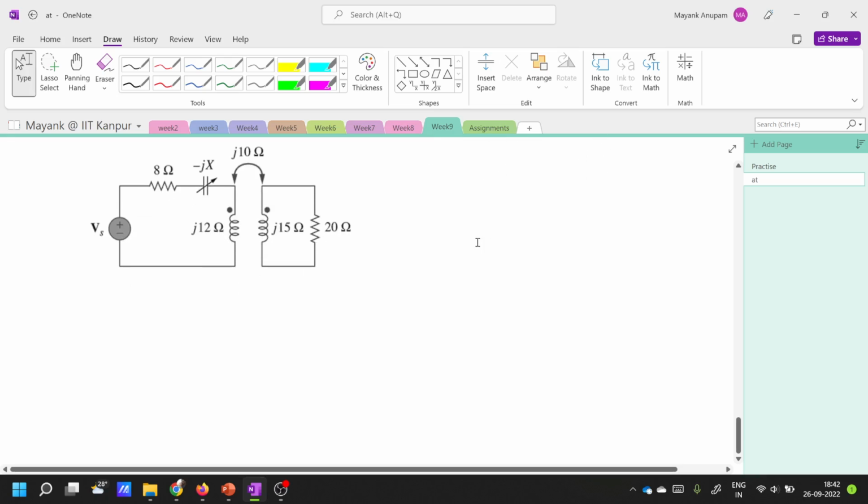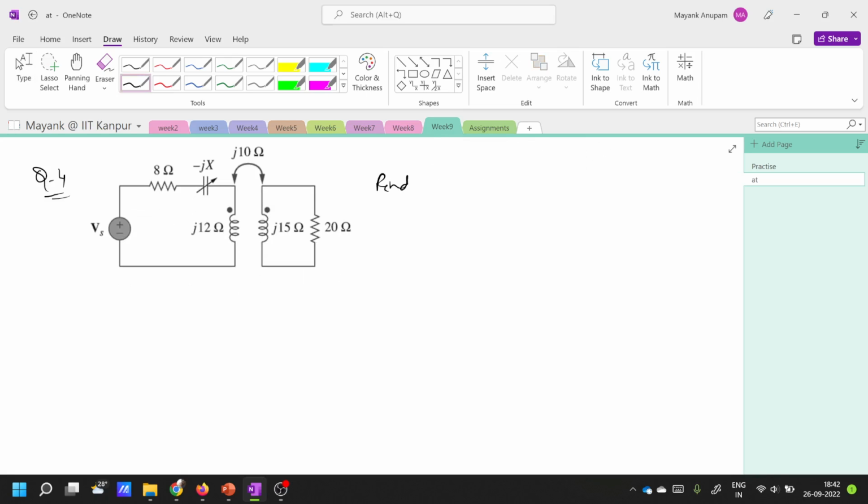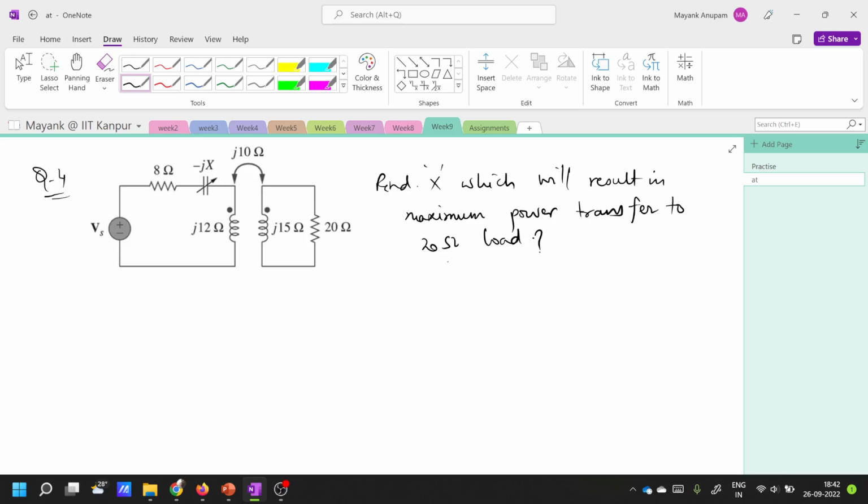Fine. So this is question number 4. Find the point X which will result in maximum power transfer to the 20 ohm load, right?